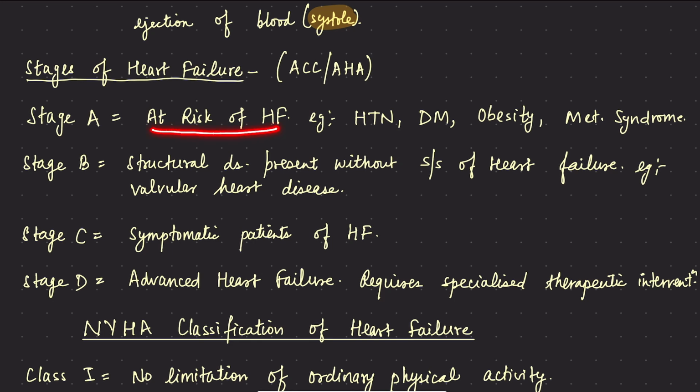At risk of heart failure, for example, the patient is hypertensive, diabetic, obese, or he is having metabolic syndrome. These are all patients who have these metabolic derangements. They can develop heart failure in future. That is why they are at risk of heart failure, and they are classified as stage A.